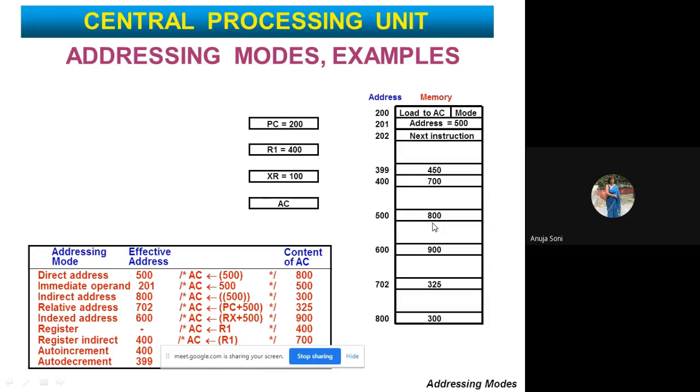And what is your given instruction? Load to AC. So as per the function of that instruction, this value 800 will be loaded to AC. So this 800 ultimately will become the final value of AC. So you can view that the content of AC now will be 800. Why? Because we are talking about the direct address instruction, and your effective address will be the final address, that will be termed as your effective address. So 500 will work as your effective address.